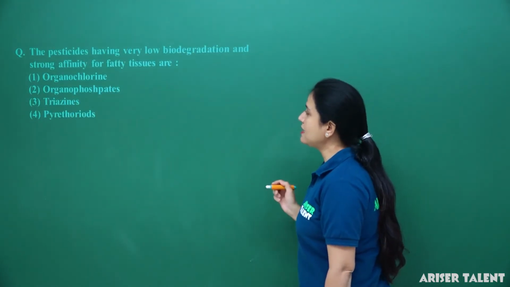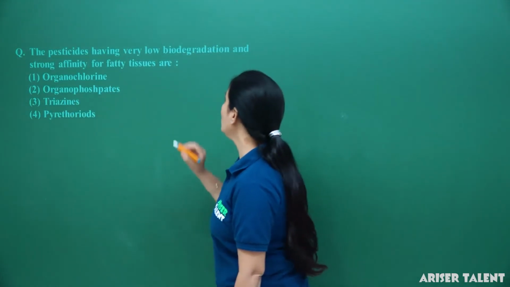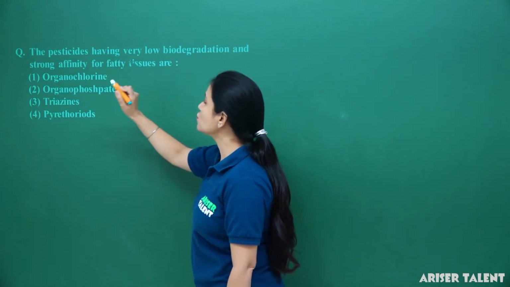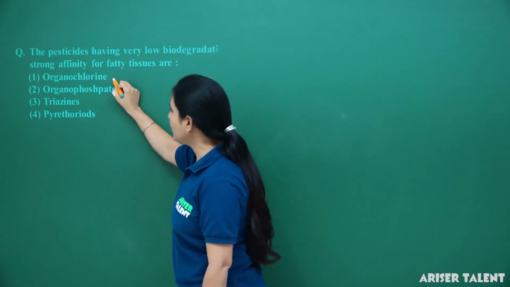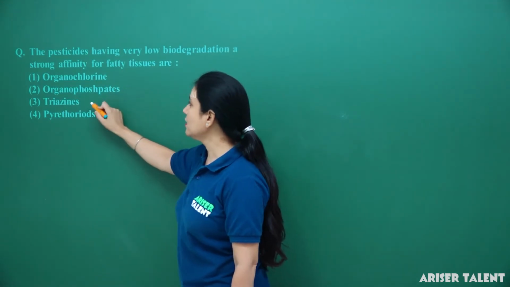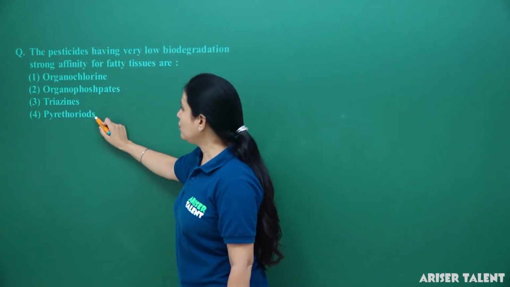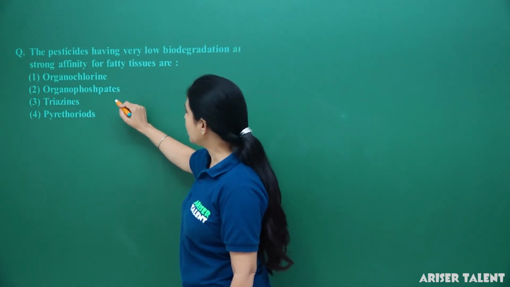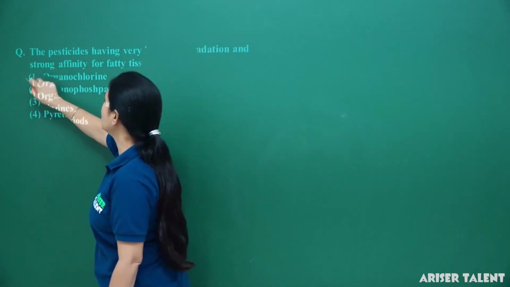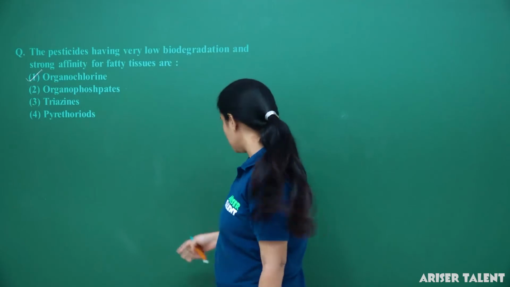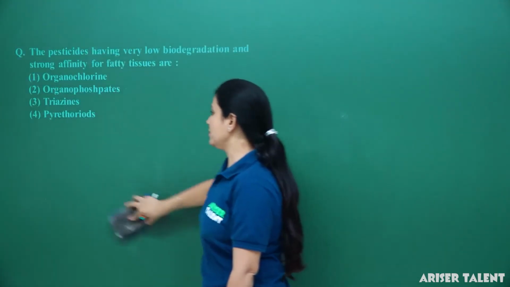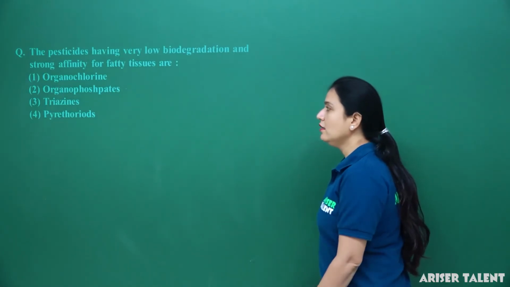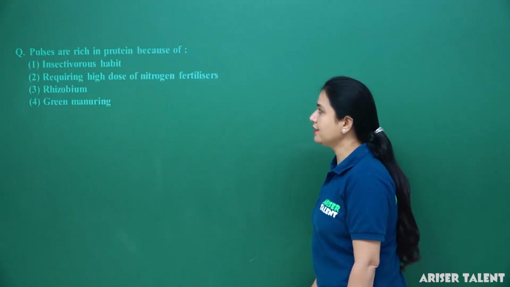Next is, the pesticides having very low biodegradation and strong affinity for fatty tissues are organochlorine, organophosphates, triazines, pyrethroids. Then the answer is organochlorine. Okay, you have to learn these questions and answers. These are very important questions which we are providing here of the stage 1 NTSE.